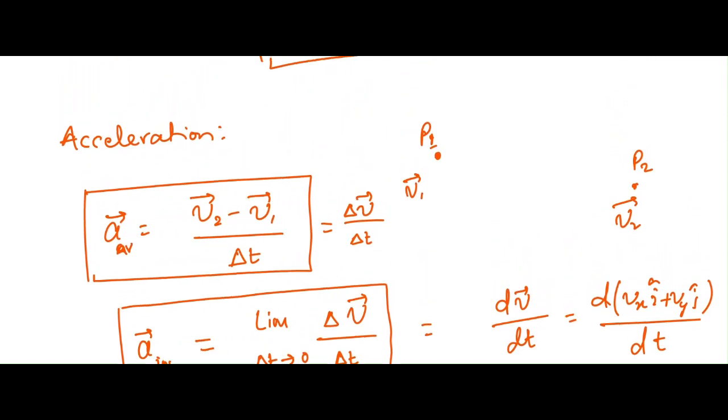And one more thing, if at point P1 the initial velocity is V1, and at point P2 the final velocity is V2, we can write the average velocity as the final velocity plus initial velocity by 2.